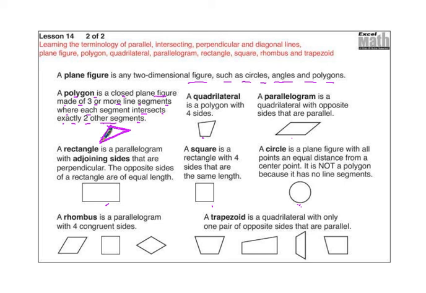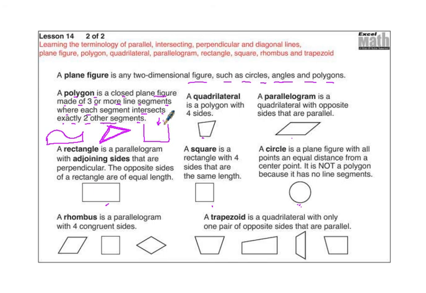All right, and if you have a shape like this, that's not a polygon either because that's an open shape. So anything with any kind of a curve on the side of it is not a polygon, and anything that has an opening is not a polygon. Besides that, everything else is a polygon.